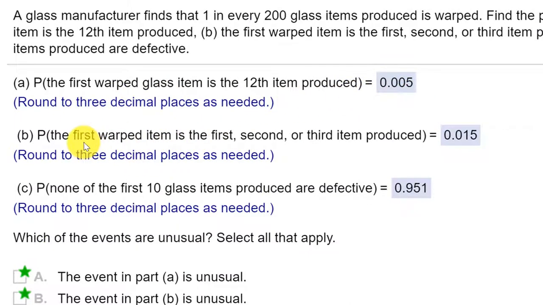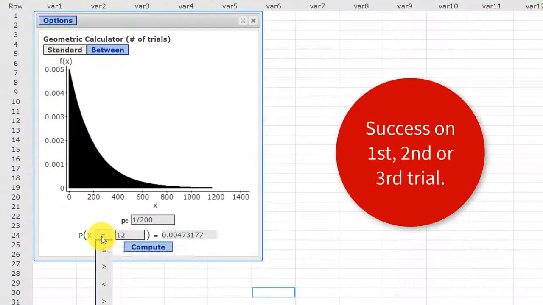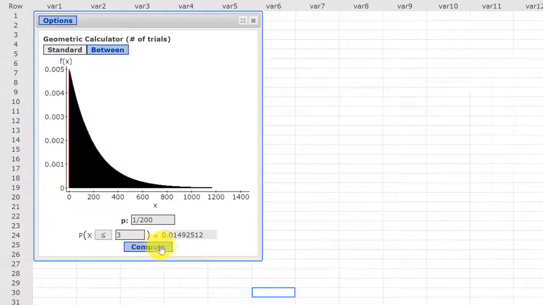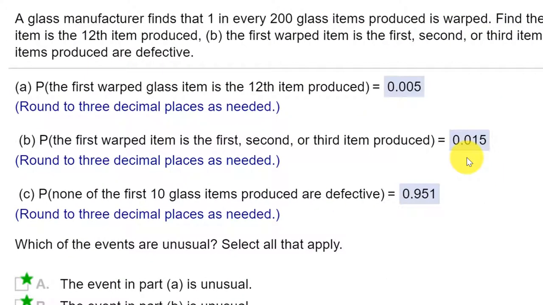Part B is the probability that the first success, the first warped item, is either the first, second, or third. So we go back to our calculator, and here we're saying that the event is either the first, second, or the third. So we put less than or equal 3, because that would give us 1, 2, or 3, and click compute, and that gives us 0.0149, which rounds to 0.015, which is the probability they want.